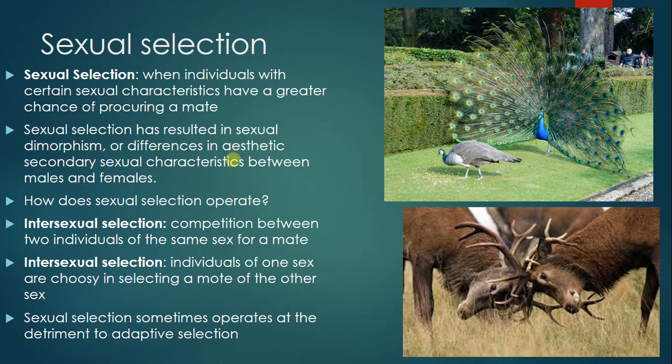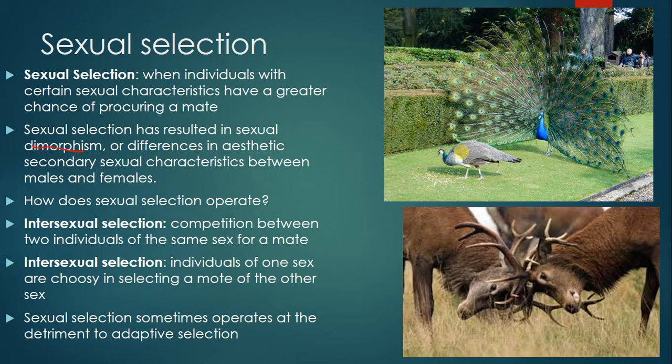And sexual selection has resulted in what's called sexual dimorphisms, or differences in the aesthetic secondary sexual characteristics between males and females. So why peacock males have the big bright feathers and the females have the drab feathers, or why in some species one sex is a lot bigger than the other, or a lot more ornamented than the other. Sexual selection has caused this.